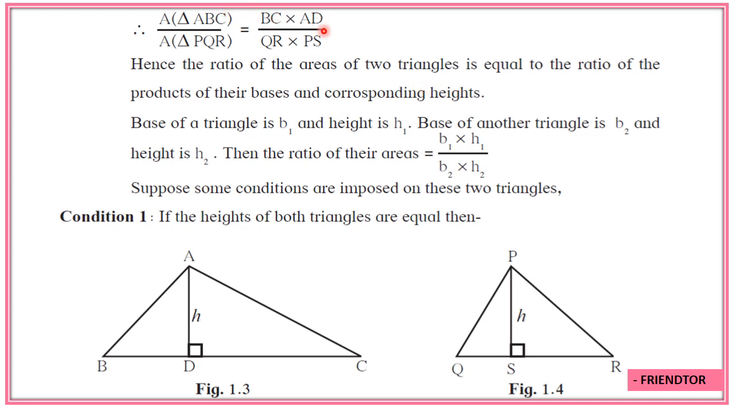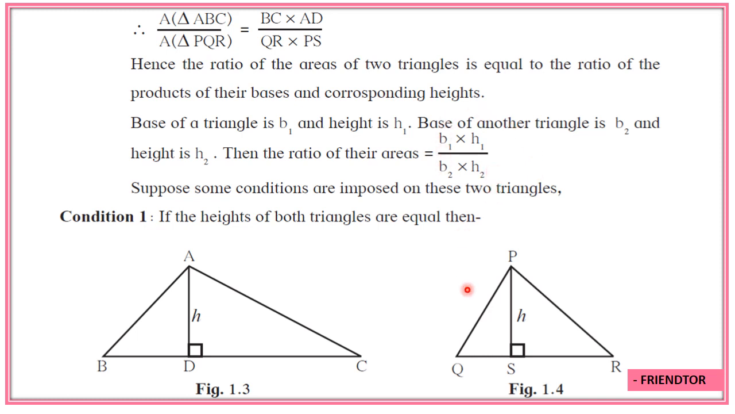Okay, so base into height upon base into height, the ratio of that product will be the same as the ratio of their areas. Since the half got cancelled, only this product remains. So the ratio of their areas is B1 into H1 upon B2 into H2, where B1 and H1 are the base and height of the first triangle, and B2 and H2 are the base and height of the second triangle. Okay, so this is the first thing that we learned.